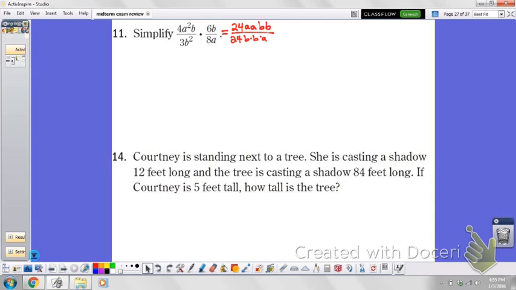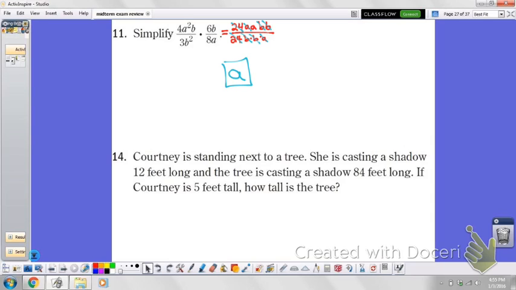Cross out what I can. I have a 24 on the top and bottom, so those can go. 24 divided by 24 is 1. I can cross out one a and two b's, leaving me with just a as my solution.